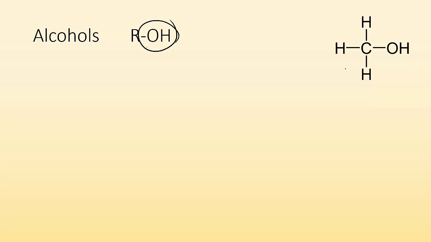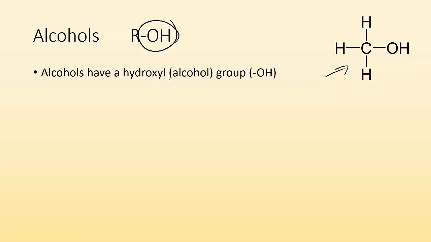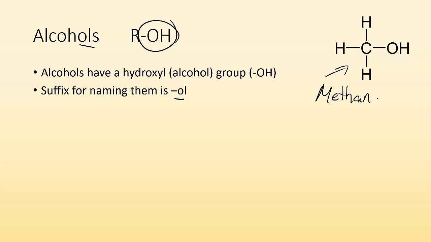So here's the simplest example of an alcohol. This is methanol. Alcohols have a hydroxyl or alcohol group, and you'll see it as -OH. The suffix for this is -ol, just like in the word alcohol, so it's going to end in -ol. Right here, I've got one carbon, that'll be meth. It's an alkane and an alcohol, so -ol. That would be methanol.